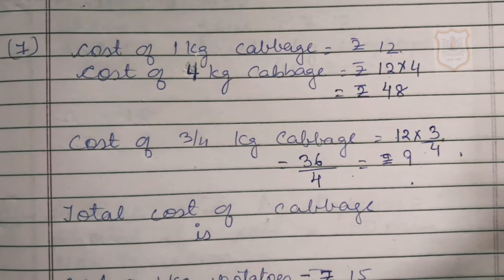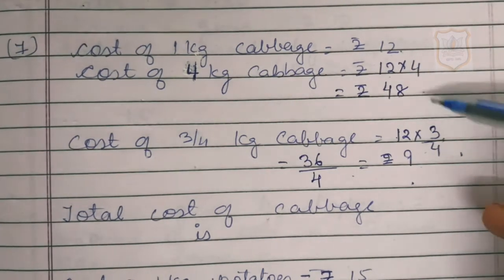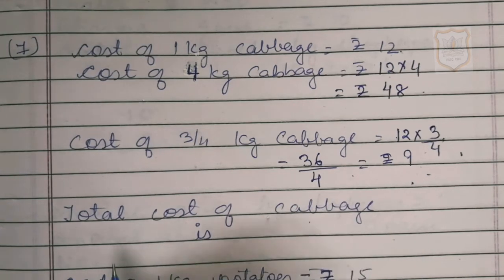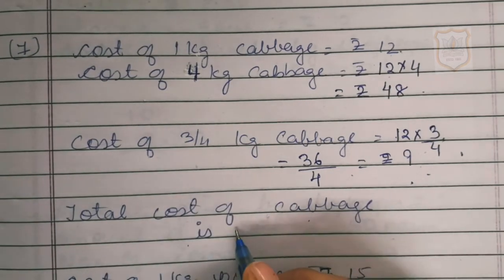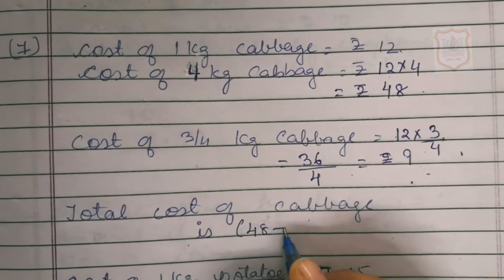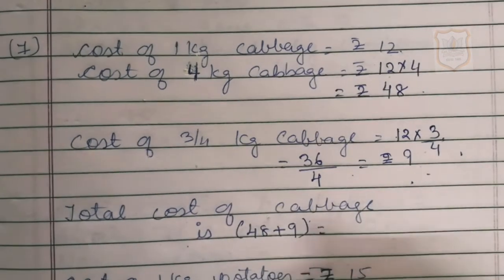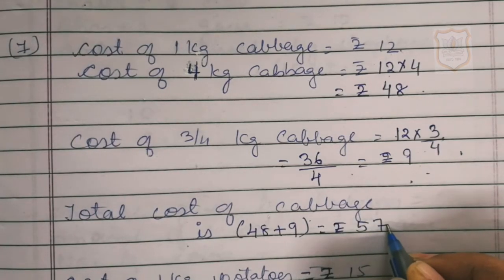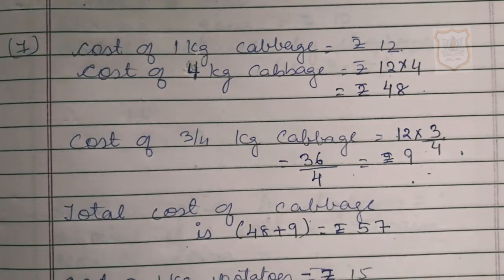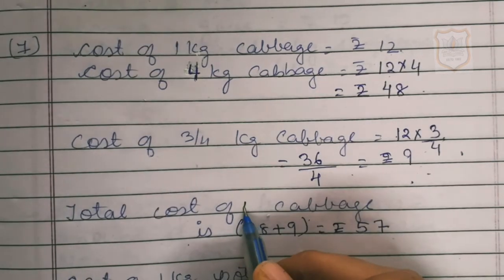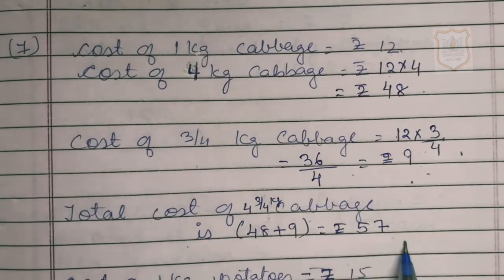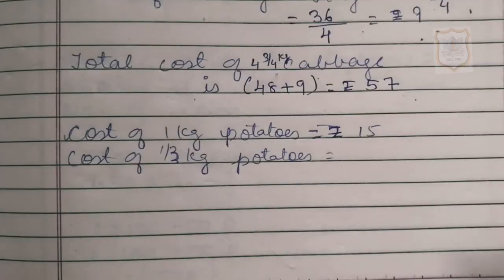Now to find out the total cost of cabbage, we will add this 48 and 9. So the total cost of cabbage is 48 plus 9, rupees 57. So the total cost of 3/4 cabbage is rupees 57.